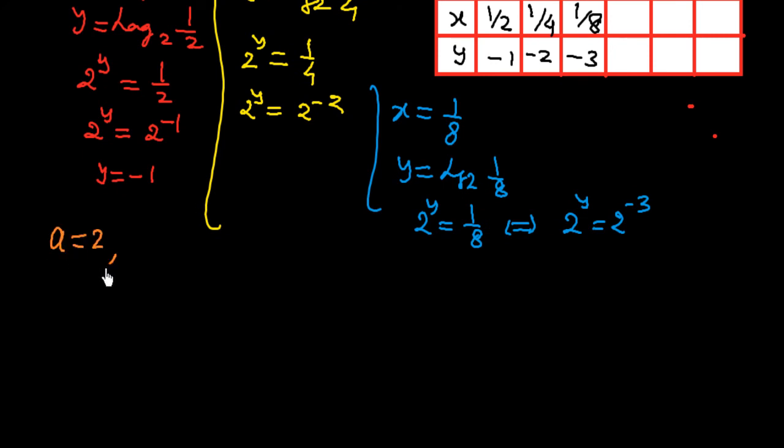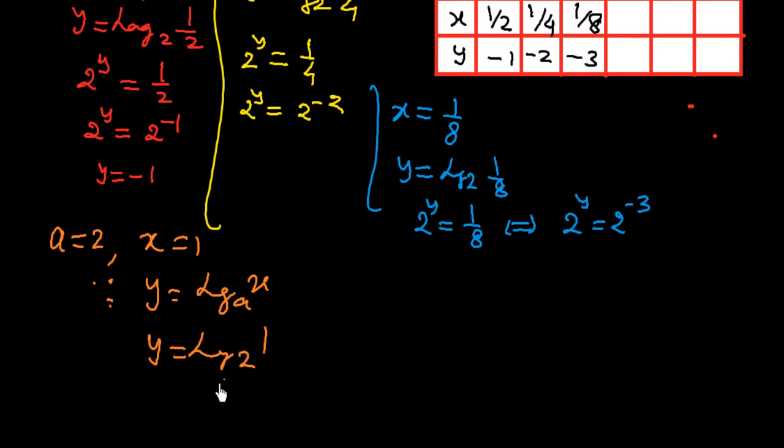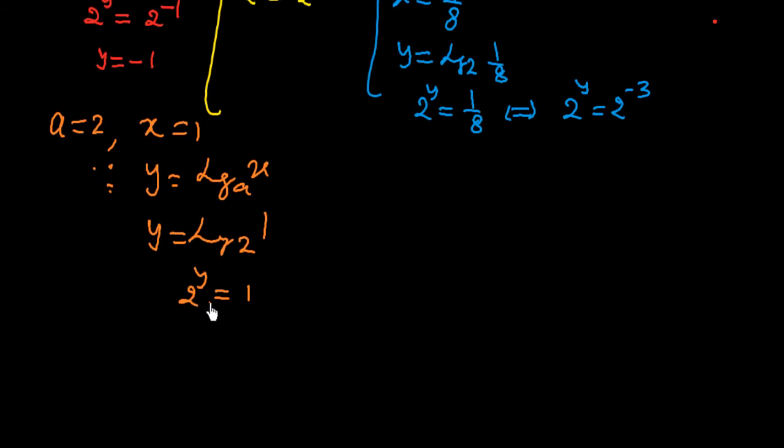a is 2 already and x is equal to 1. Because we know that y is equal to log x base a, here we put x is 1 and base a is 2. So 2 power y is equal to 1. If we put power 0 of any number, we always get 1. So y is equal to 0 here.